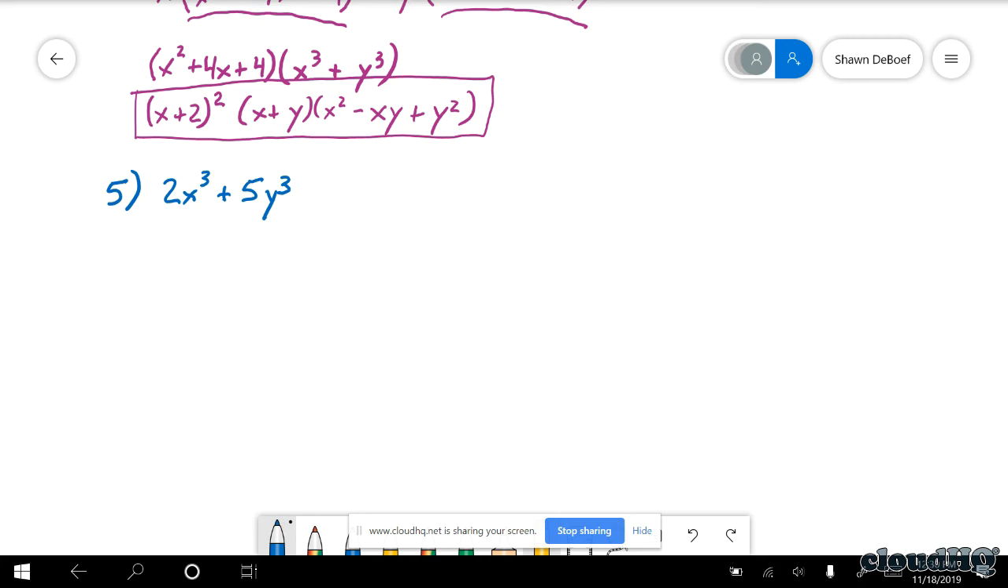This is not a sum of two cubes. I do see a sum and I do see some cubes. But look at the coefficients, 2 and 5. Can you factor 2 and 5 out of both of them? No. There's nothing I can pull out of both of them.